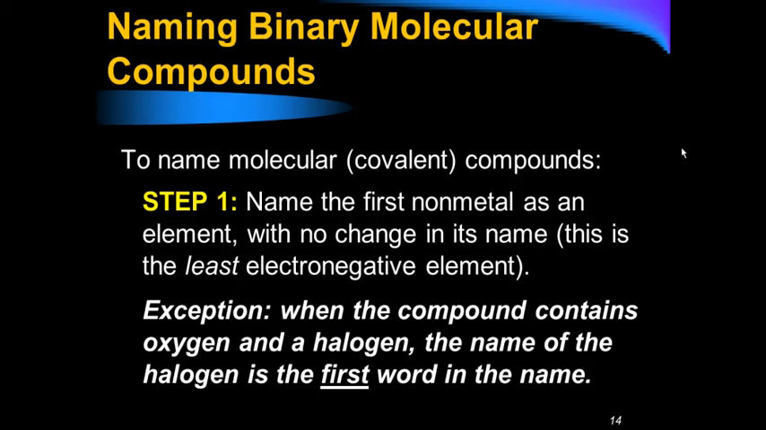Now, naming binary molecular compounds. Binary means 2. So we're just talking about 2 different elements here. And that's all we're going to do in our class. And naming them is dead simple. First, if you have the formula, you just write down the name of the first element that's in the formula.